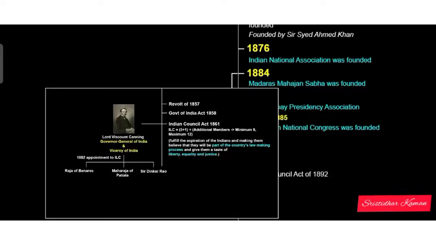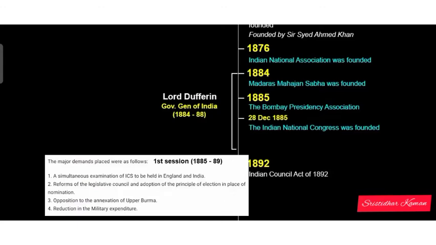Now these were nominated. The purpose behind that was simple. The British appointed only those people as members who had friendly relations with the British Empire, in other words, who did not participate in the revolt of 1857. So keeping this in mind, one of the demands of the Congress was that the non-official members were to be elected in place of nomination. The British were not in favor of this demand.